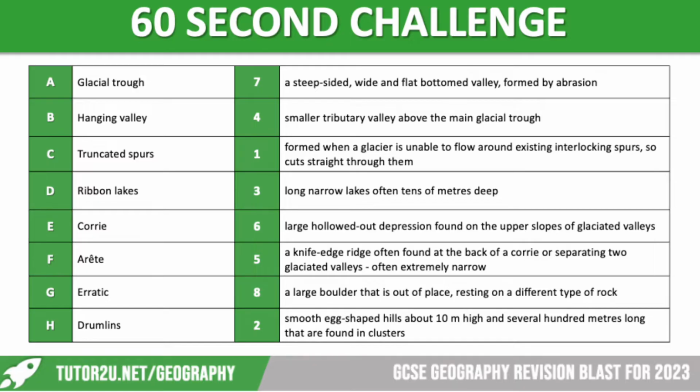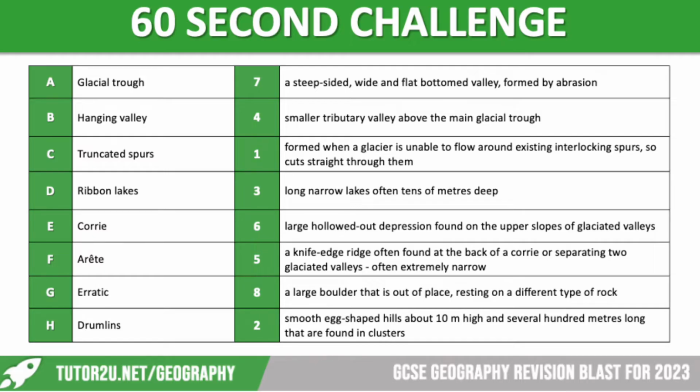F5 is an arête, a knife edge ridge often found at the back of a corrie or separating two glaciated valleys, often extremely narrow. So Striding Edge was one of your clues for the big reveal, the first one, and it is one of those areas in the Lake District which is very difficult to walk on. It is extremely challenging, and it's one of those areas as well where many walkers over the years have lost their lives.